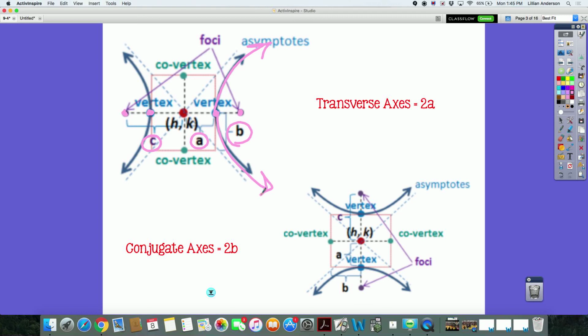Now, the transverse axis is basically like the major axis when it comes to hyperbolas, and that is equal to 2a. And then the conjugate axis is kind of like the minor axis, but they're called transverse and conjugate because the vertices are located on the transverse axis, and then the co-vertices are located on the conjugate axis.